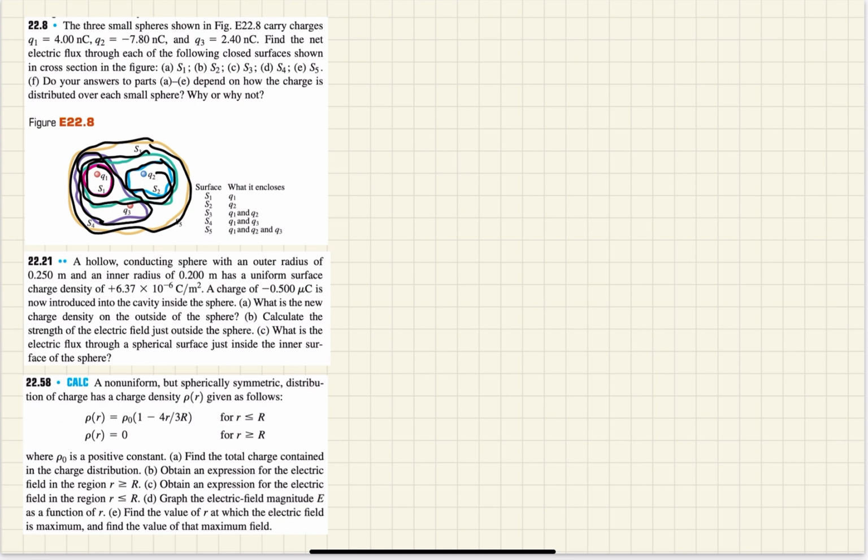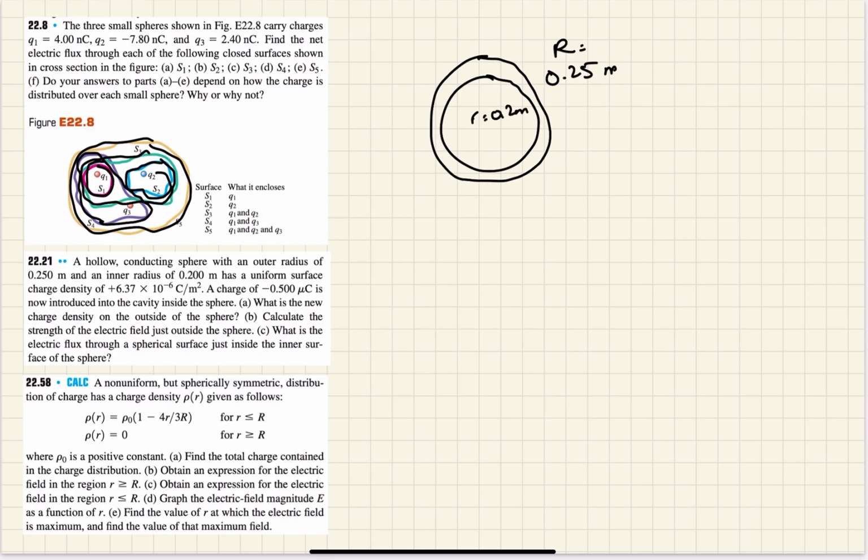Okay. This one is a bit trickier. It's a hollow conducting sphere. And so you got a sphere like that. Outer radius of 0.25 meters and an inner radius of 0.2 meters. And it has a uniform charge density of 6.37 times 10 to the negative 6 coulombs per meter squared.